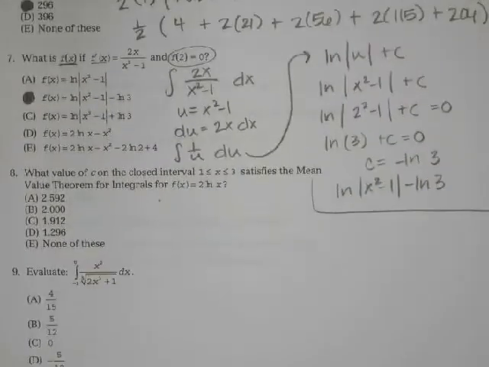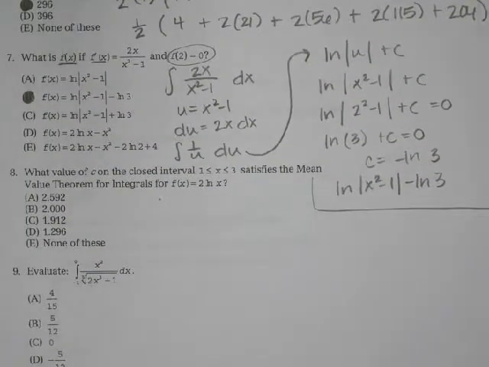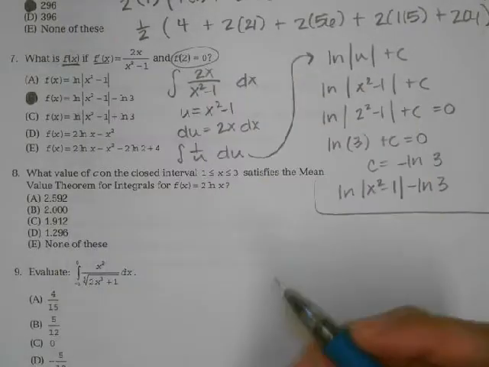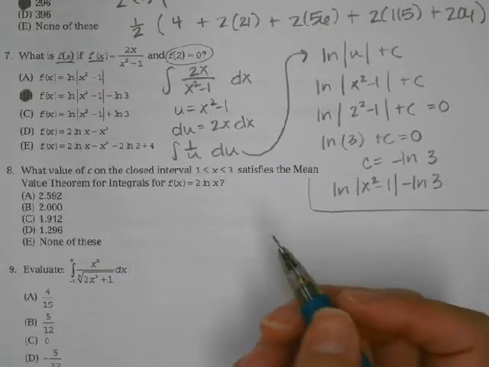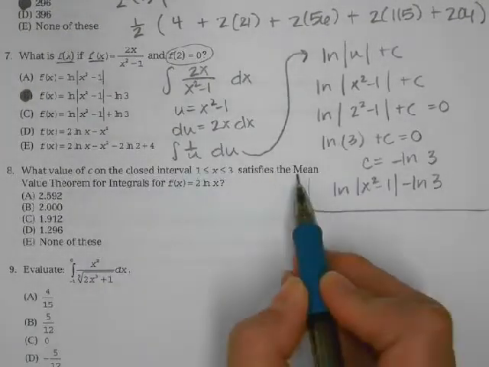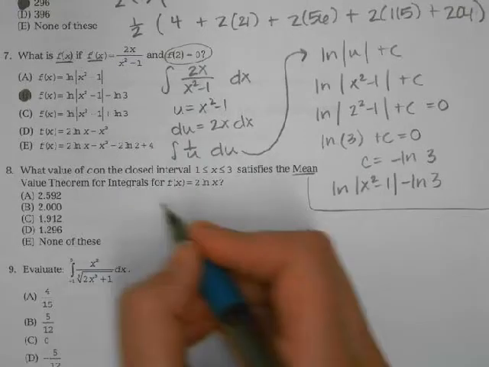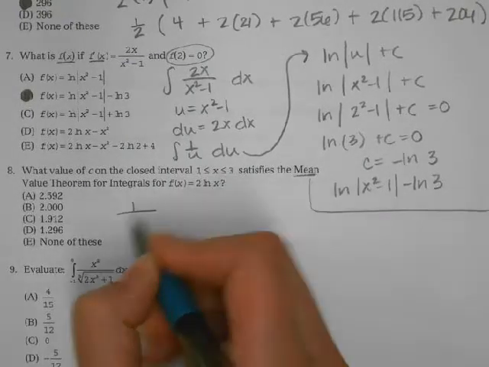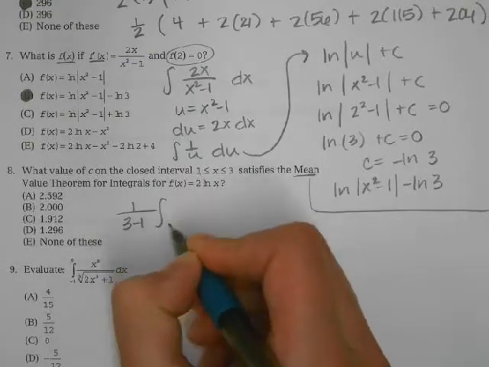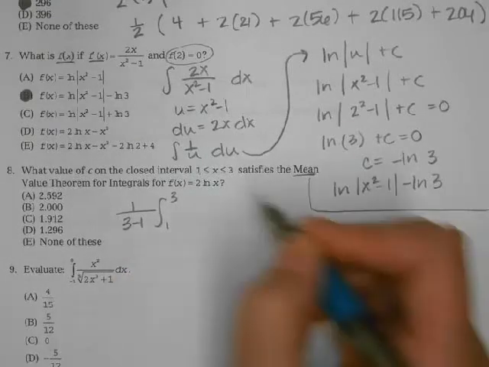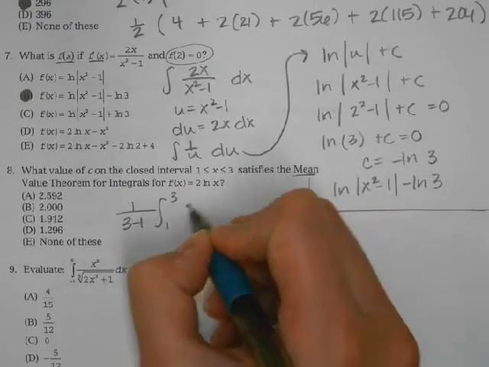All right, the mean value theorem. So for the mean value theorem for integrals, we use the average value of the integral. Which makes sense, right? Because mean is another word for average. So I'm going to say 1 over b minus a, and the integral is from 1 to 3 of 2 ln x.